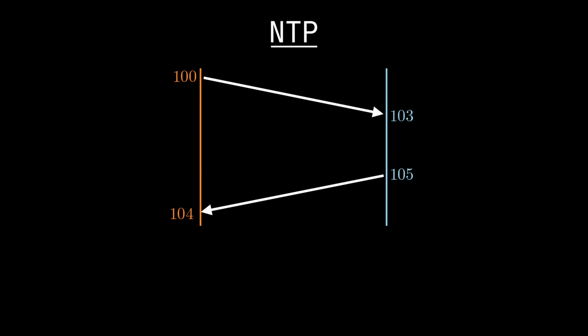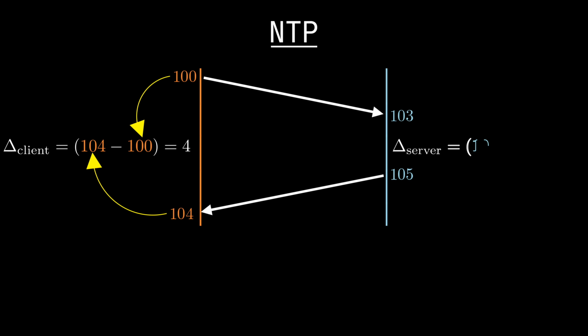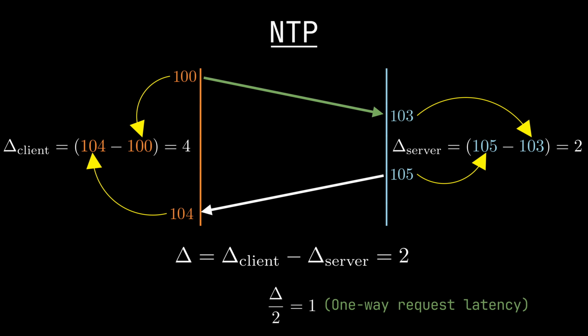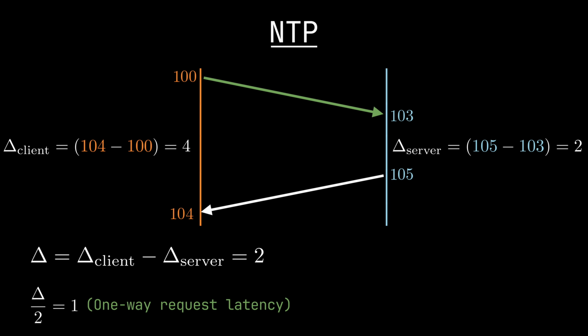Let's see how NTP adjusts the client clock. First, we want to calculate the time a request spends in the network. Visually, this is the length of the arrows. We can do this by calculating the total round-trip time and calling it delta client. Similarly, the server processing time is delta server. To get the length of the arrows, we subtract the two to get delta equals 2. We have to assume that the round trip is symmetrical, since a precise one-way trip latency requires a synchronized clock, so each one of these arrows takes 1 millisecond. Of course, these numbers are made up, so in reality the numbers won't be so small.